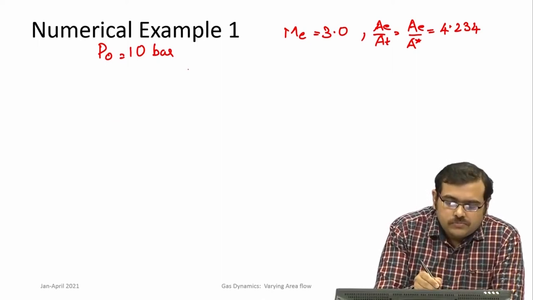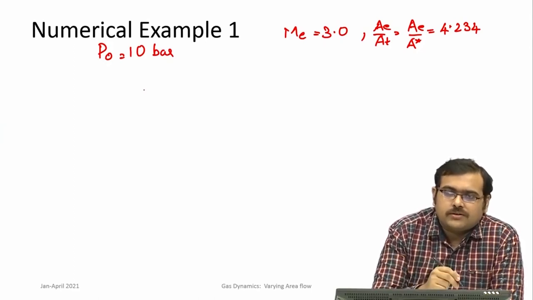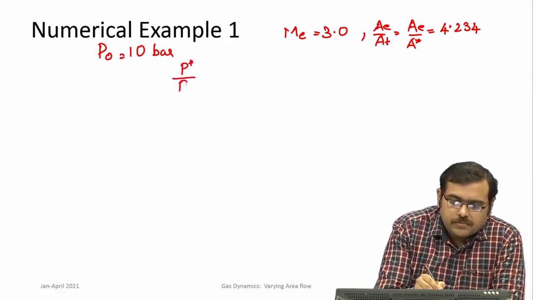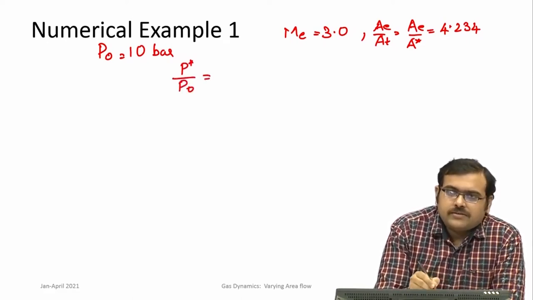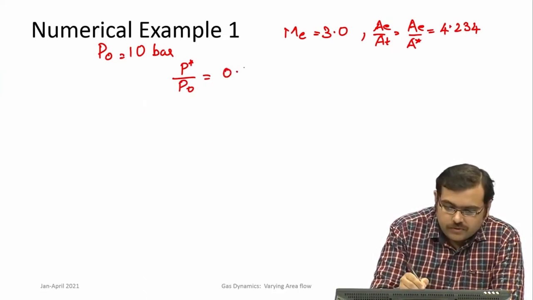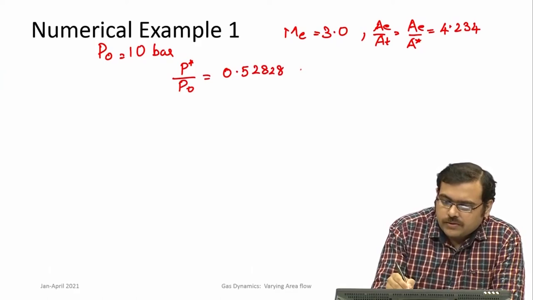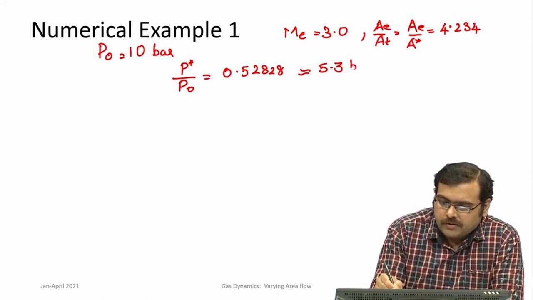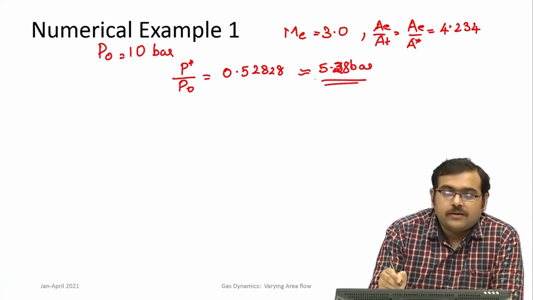And what is the pressure at which the flow chokes at the nozzle? That is equal to P star by P naught, and for air this is constant. For air with gamma 1.4, it is 0.5828. So you can see that it is about 5.28 bar.